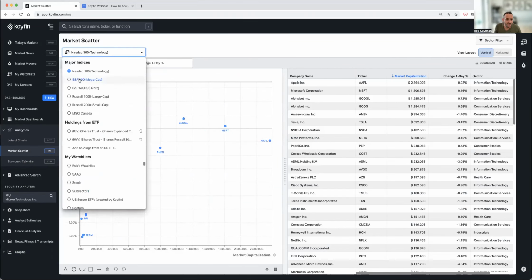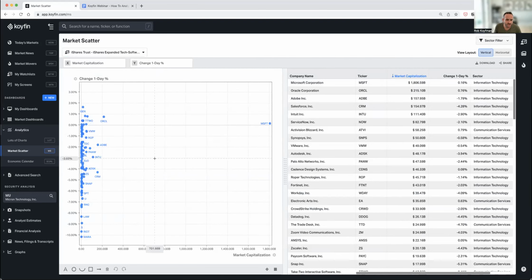And I could choose either an index or an ETF or a watch list to display as my universe here. So I could choose one of my watch lists or the holdings of an ETF. So let's say I wanted to look at the software ETF. I could do that as well. It's an interesting chart. You have Microsoft here and everyone else here. And then you have the data here, which you can download as a table, which is pretty cool as well.